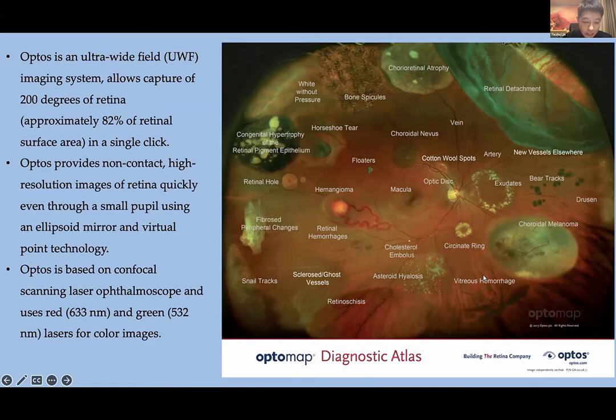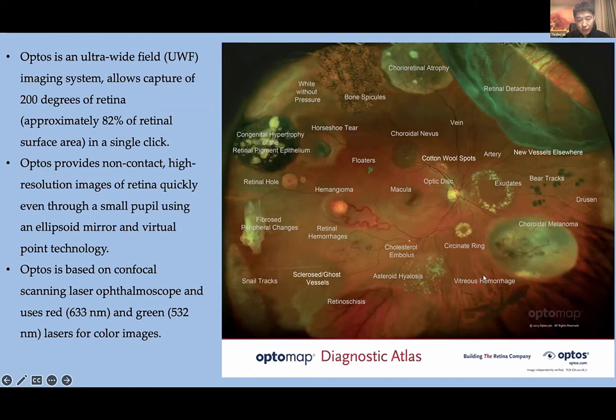Optos provides non-contact, high-resolution images of the retina quickly, even through a small pupil, using an ellipsoid mirror and vertical point technology. Optos is based on a confocal scanning laser ophthalmoscope, and uses 633 nanometer red light and 532 nanometer green light lasers for color images.